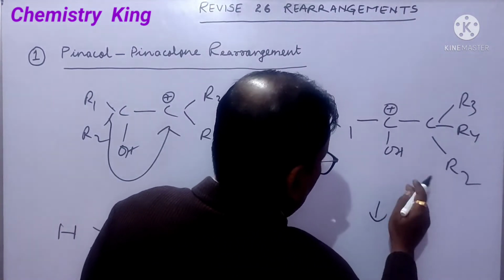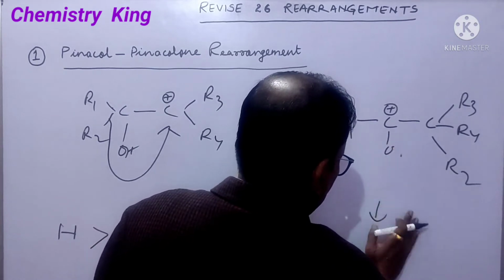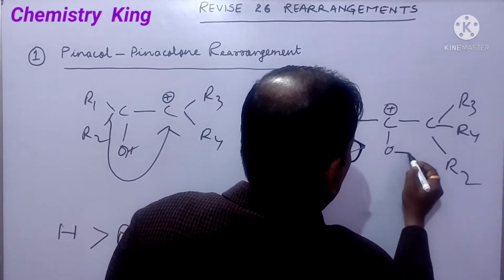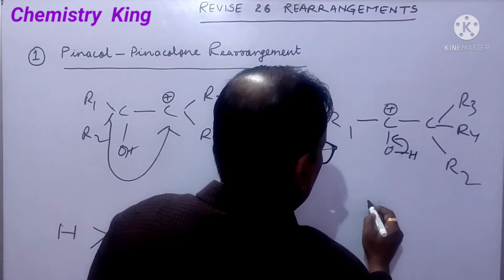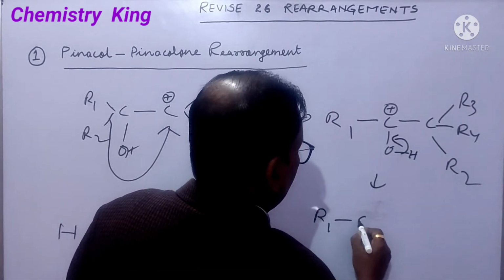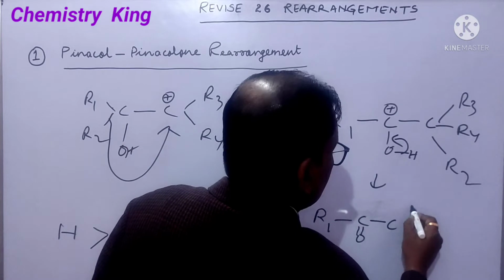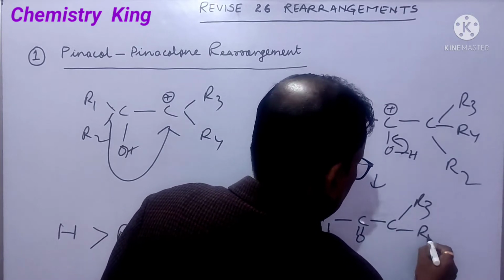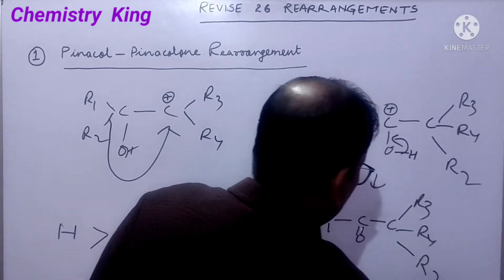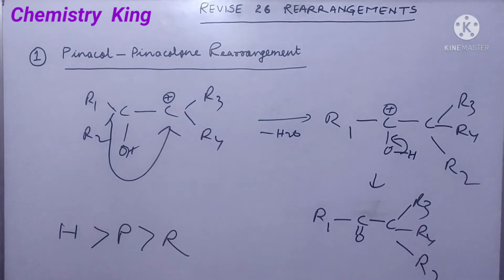Now what will happen? This, and you will get R1 C double bond O C R3 R4 R2. This is pinacolone.